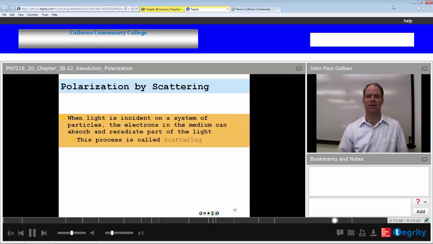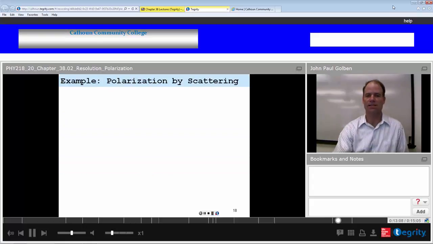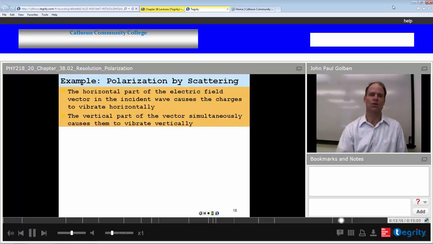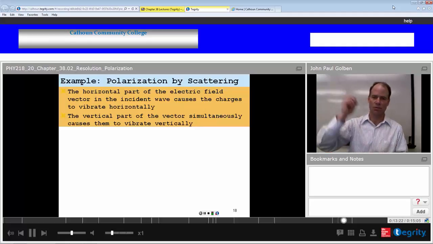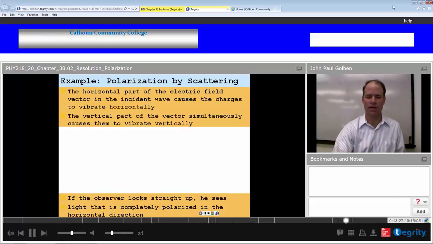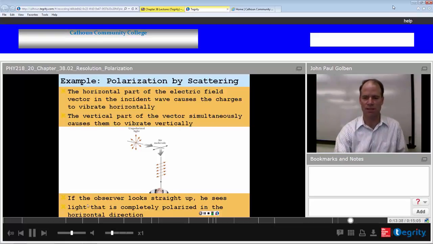When light is incident on a system of particles, the electrons in the medium can absorb and re-radiate that light. This process is called scattering. Scattered sunlight reaching an observer on Earth will be polarized. The horizontal part of the electric field vector in the incident wave causes the charges to vibrate horizontally. The vertical part simultaneously causes them to vibrate vertically. But they'll be re-emitted as you're looking up. You will preferentially see the horizontal component as it's coming down to you. Hence, you will see preferentially polarized light out of the air.